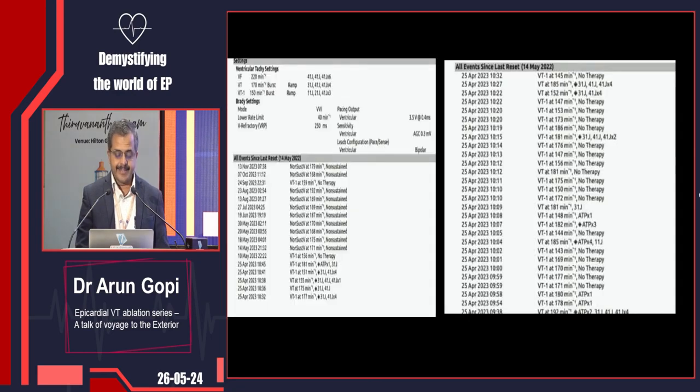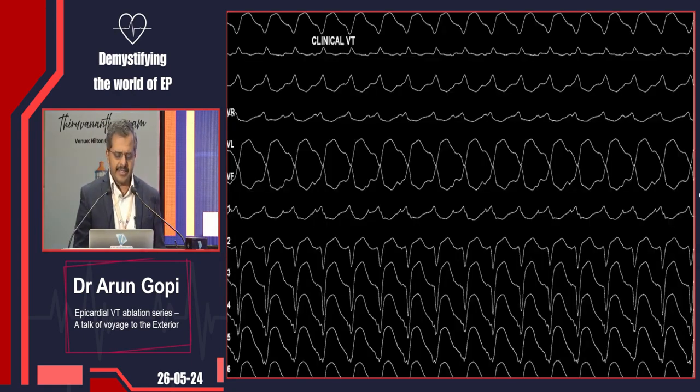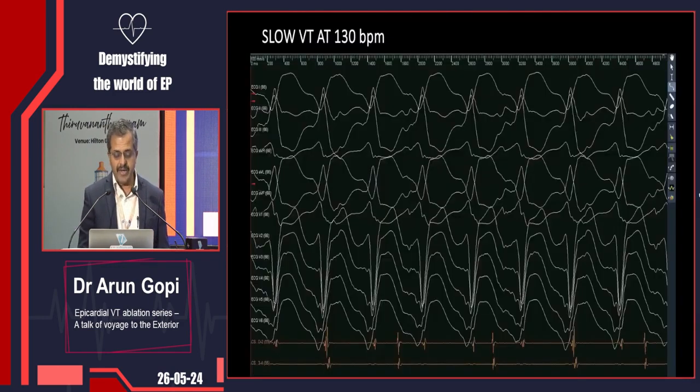This is the ICD log showing numerous episodes of therapy over time. And this is the clinical VT. These are the kind of VT where you think of epicardial access. Actually, you see the slurred upstroke. You see a negative Q in lead 1, positive QRS in 2, 3, and aVF. So these are typical VT morphologies, and you see the slow upstroke and wide QRS, where you think of epicardial access upfront. The patient was brought to the lab in VT.